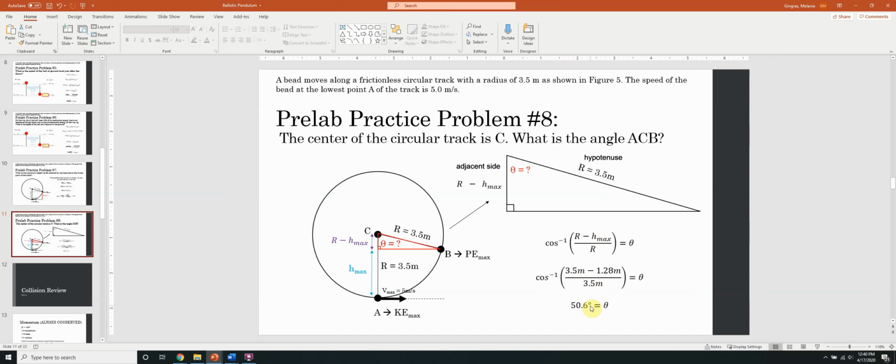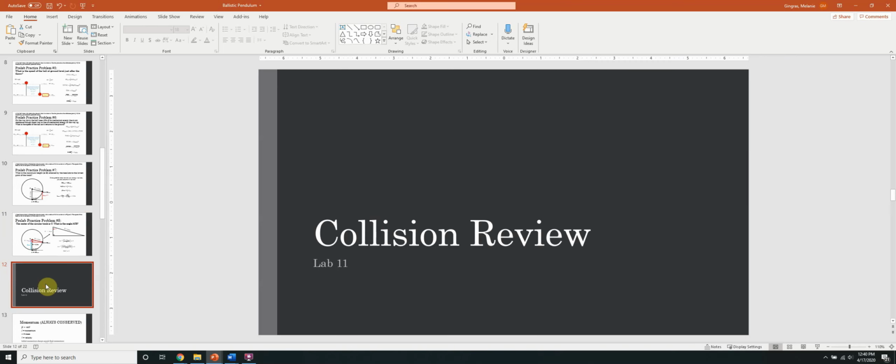If you'd like to stay tuned, I'm going to do a review of collisions because, as you know, there are going to be 5 questions on the quiz that pertain to collisions. So I'm going to review that material now. With collisions, we specifically focused on 2 quantities: momentum and kinetic energy. Let's start out with momentum.